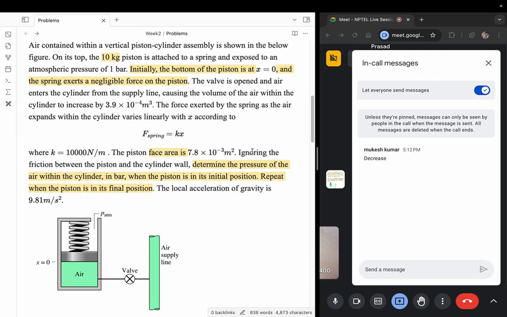Before even going there, will atmospheric pressure contribute to the pressure inside the air? If we draw a free body diagram only for the piston, what are the forces acting on the piston? Pressure from the air, the weight of the piston is already there, spring force we have considered to be 0, and then there will be atmospheric pressure. These are the only forces, right? So what is the force exerted by atmosphere on the piston? That will be the atmospheric pressure times the total area, right?